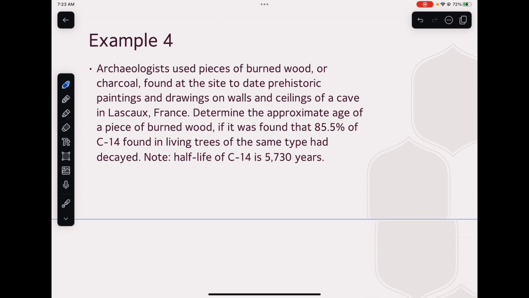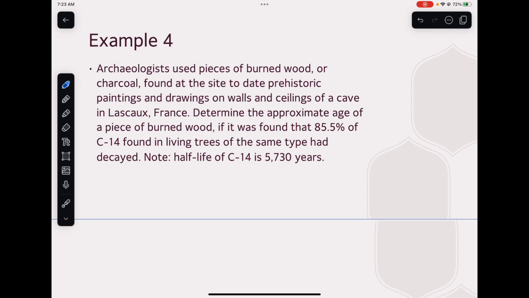Next problem. So the next problem is about carbon dating, which is again a problem in chemistry. So there's a way on how to do it in chemistry, and this is a way on how to do it in differential equations.